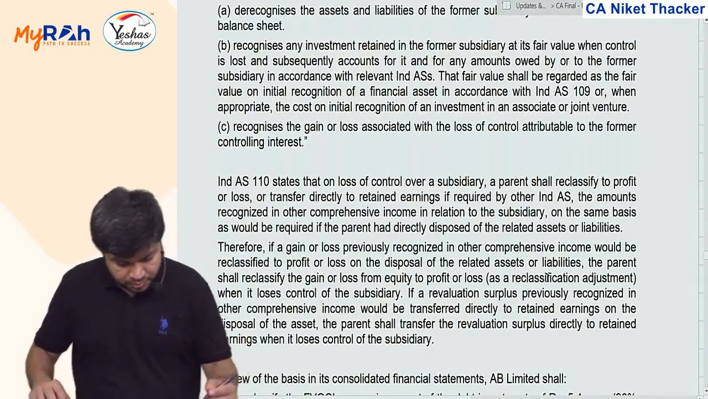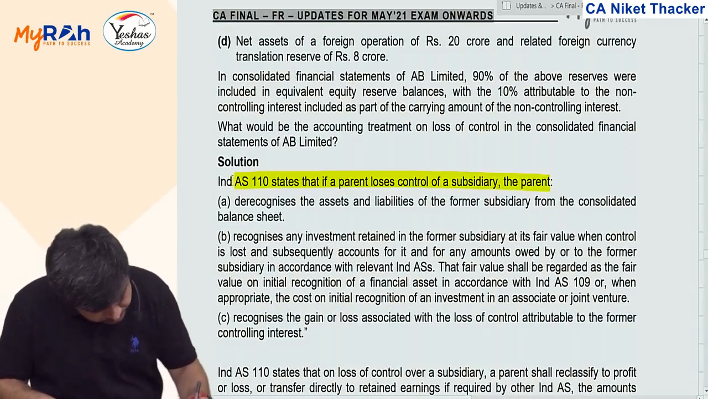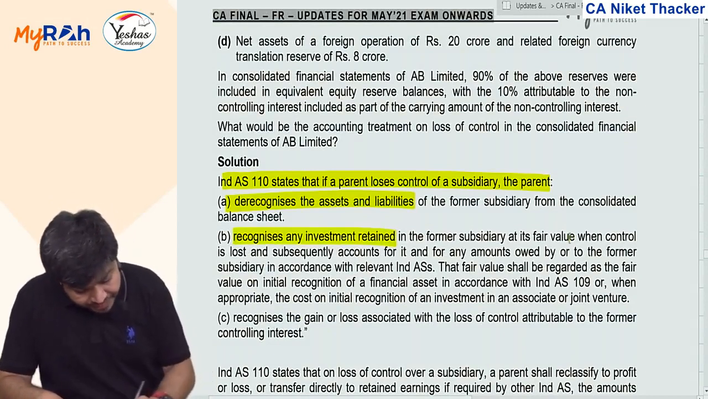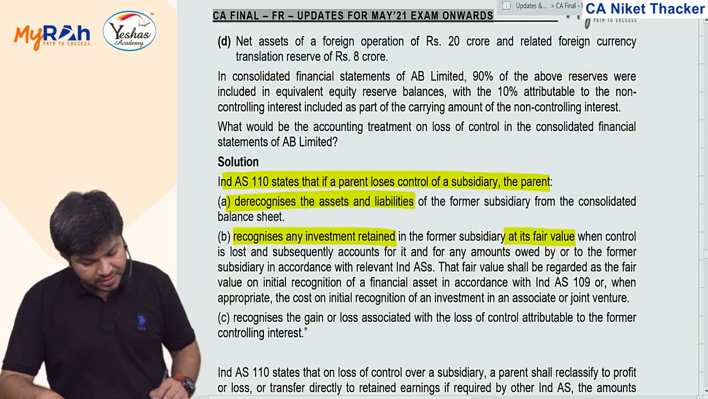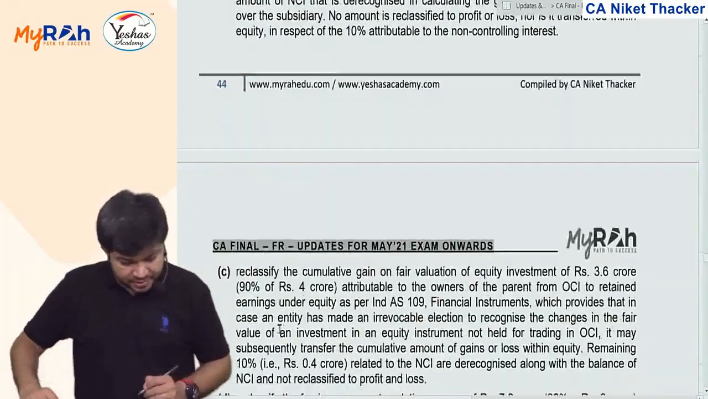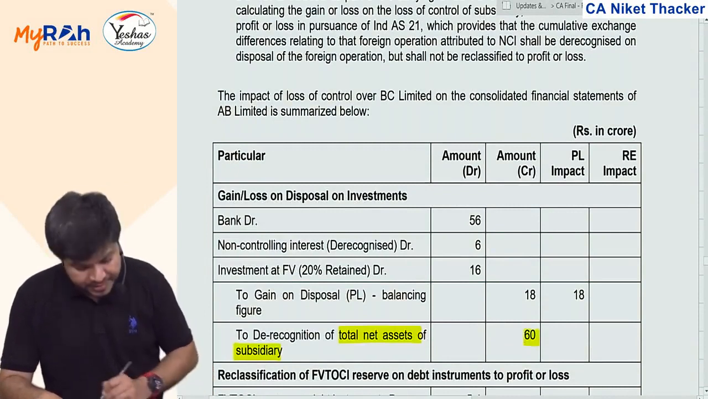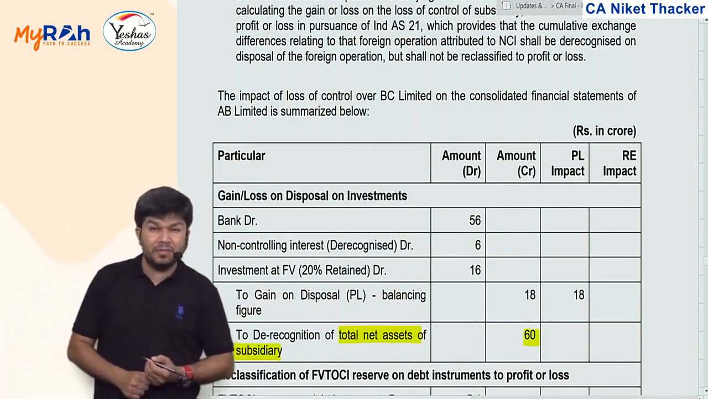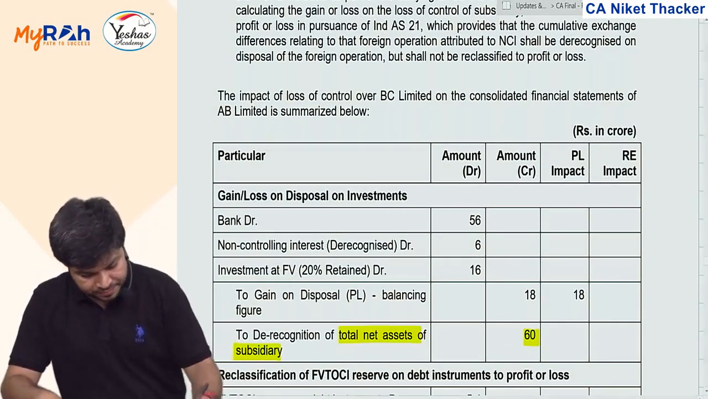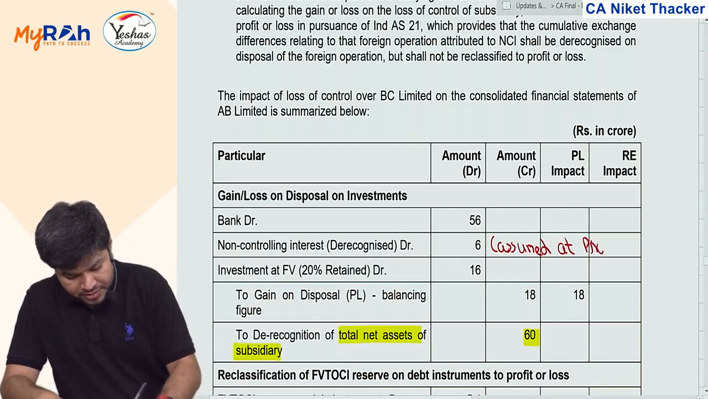This is a loss of control. De-recognize the asset and liability. Recognize investment retained at fair value, and then you calculate gain or loss. So net asset goes away, here 60 credit. Assuming NCI is at proportionate net asset, NCI has a credit balance.